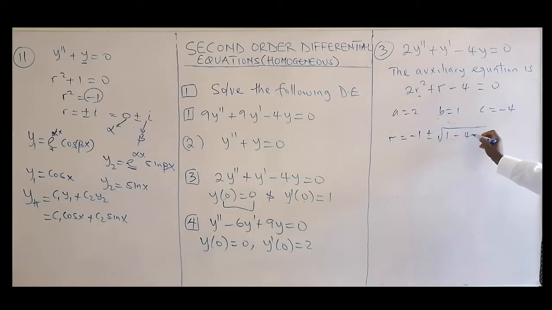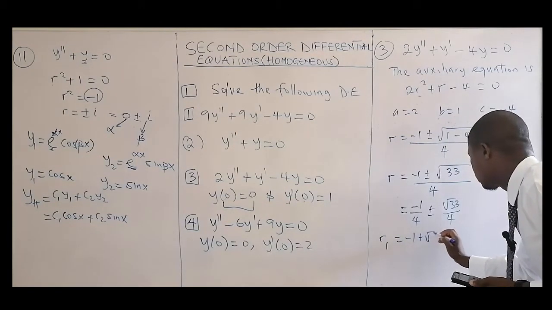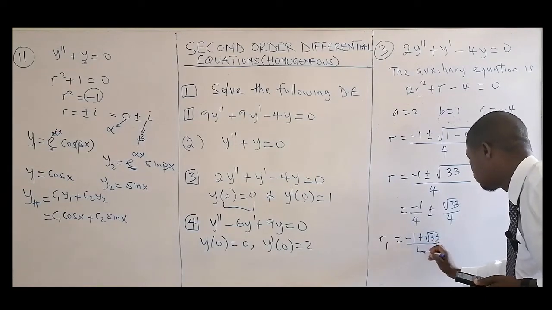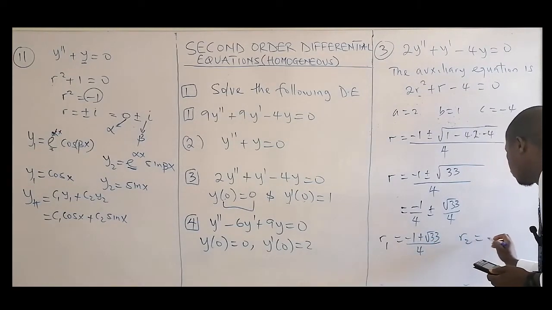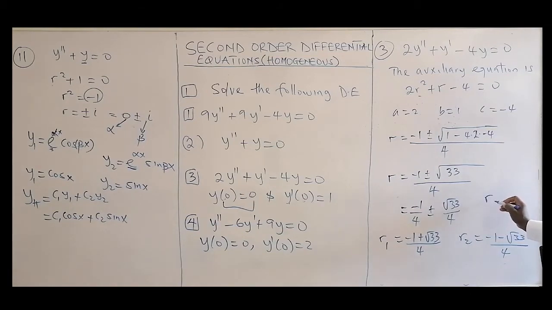the square root of b squared minus 4ac. A is 2, and your c is what? Minus 4, all over 2 times 2. And that will give us r1 equal to minus 1 plus root 33 over 4, and then r2 will be equal to minus 1 minus root 33 over 4. So this is our answer. That's r1, that's r2. So this is the case of r1 not equal to r2.